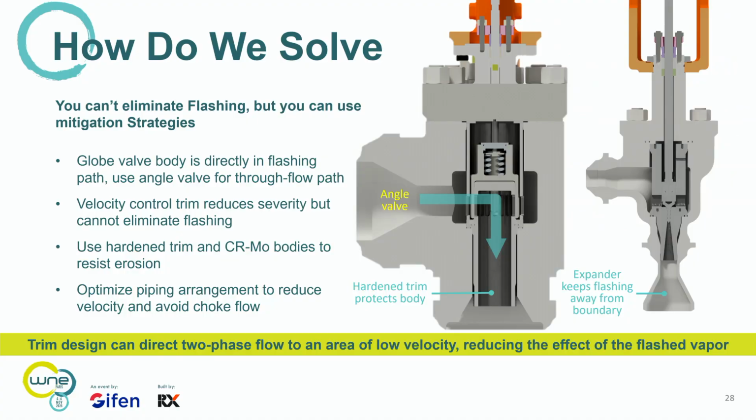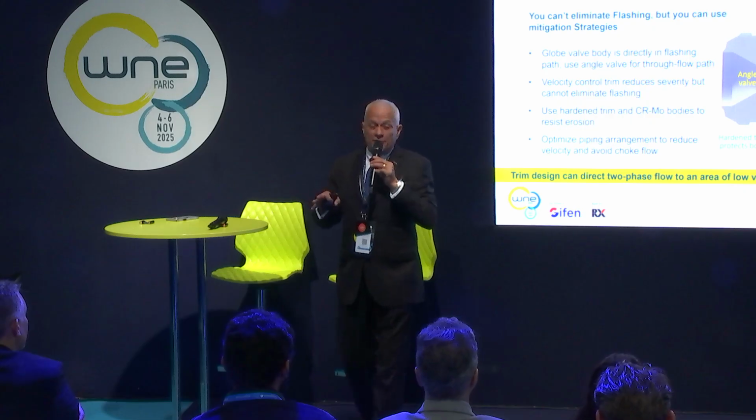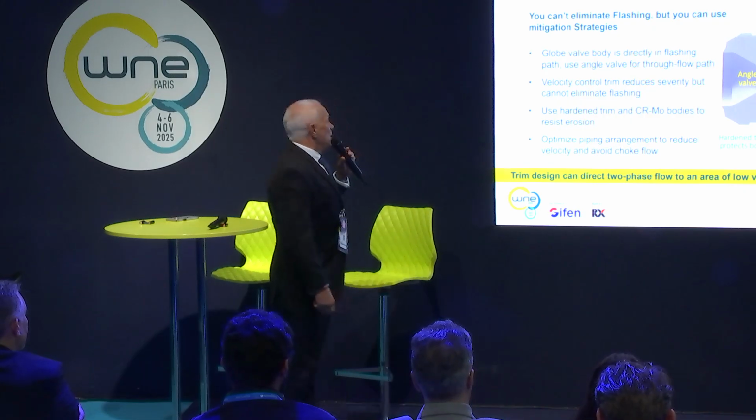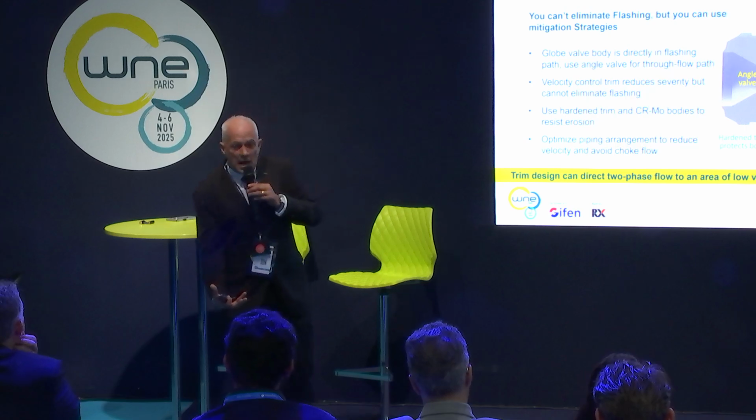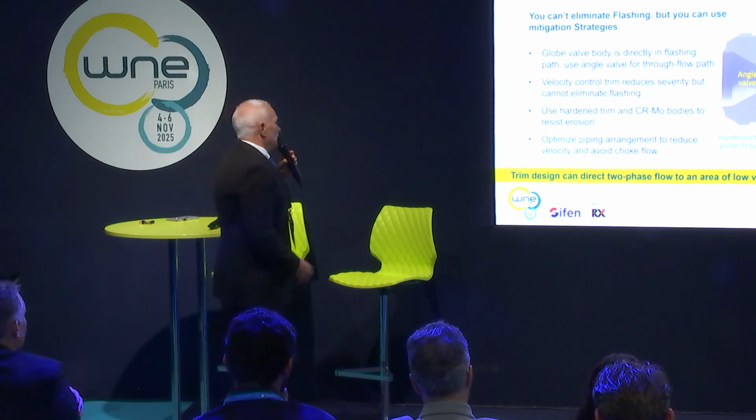Well, globe valves is basically the flashings in the direct area of the flashing. So in all cases, you want to, when possible, use an angle valve for any flashing application. Okay? Velocity trim, as I mentioned, can reduce the severity, but it's going to flash anyway. All right? You can use hardened trim. You can put weld blobs on the bottom of the body.